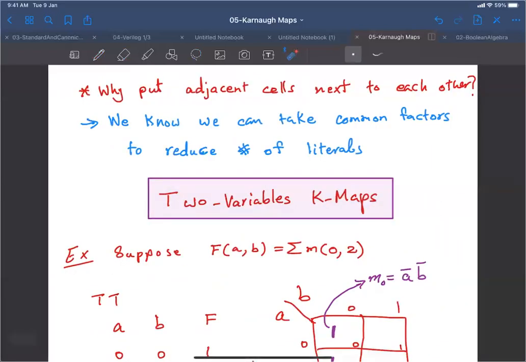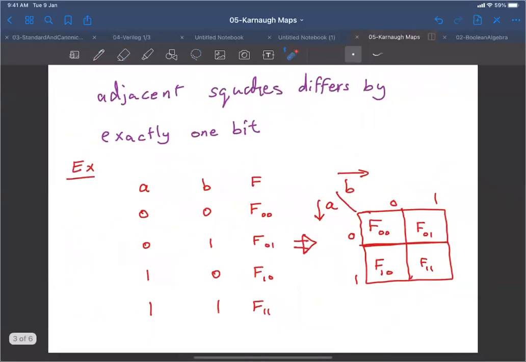Doctor, what do you mean by input pattern when you said adjacency depends on the input pattern? 0,0 is a pattern. 0,1 is another pattern, 1,0 a third pattern, 1,1 is the fourth pattern. So this is the value of F when A,B are 0,0, which I'm denoting here by F00. And this is the value of F when A is 0 and B is 1, so I'm denoting it by F01 and so on. Do you get that? Yes, I get it.